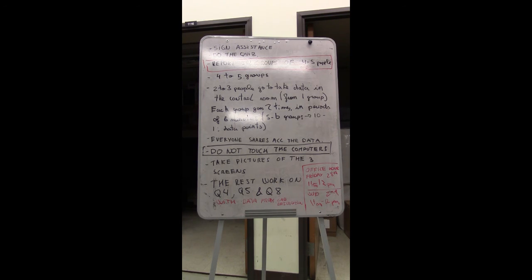Everyone is going to share all the data. So in total, as we said, we will have 5 groups, and each group is going to go twice. So we'll have 10 data points for each of the data, and everyone is going to share it. You guys have to find a method in order for each group to share the data with the other groups.